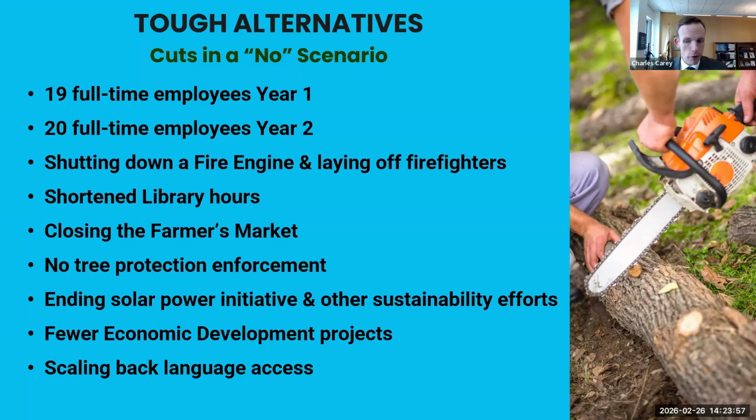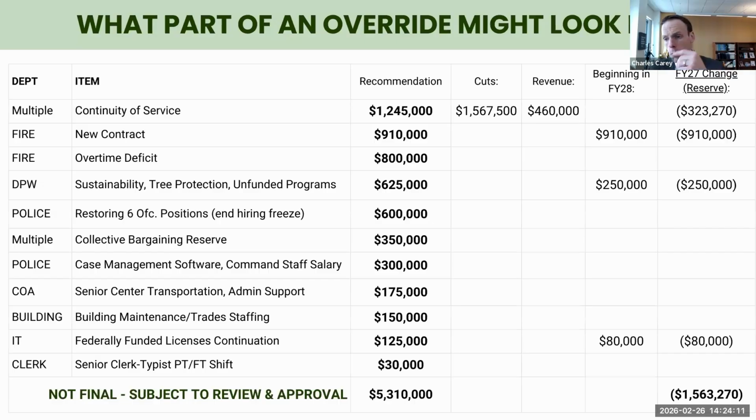There's a question in the chat. If healthcare is driving the budget deficit, why don't we just call it what it is, an override because of increasing healthcare costs? Yes, that's true. And that is what we're calling it. And I think, when we go back a slide and think about that continuity of service number, right? To keep things as they are. The problem is things as they are already below what the community has asked us to provide.